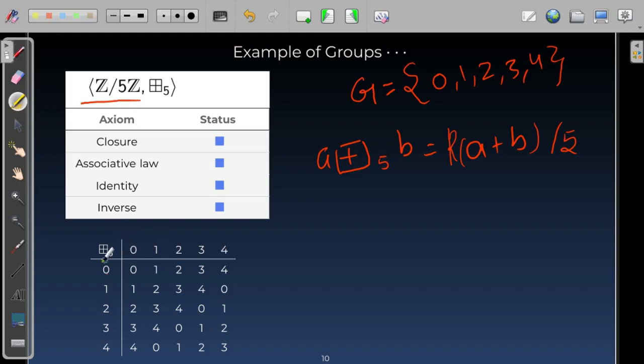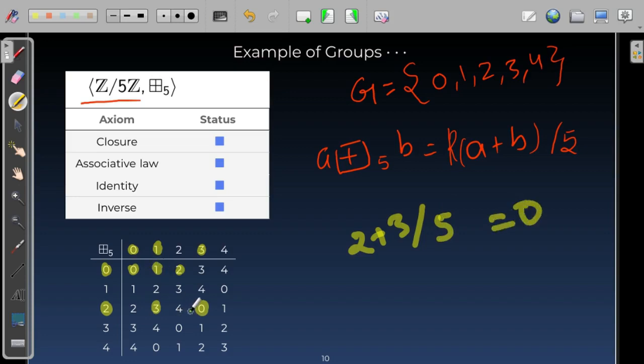Now 0 plus 0 is 0, 0 plus 1 is 1, 0 plus 2 is 2, 2 plus 1 is 3. 2 plus 3 is 5, but under modulo 5, if you take 2 plus 3 and divide it by 5, the remainder is going to be 0. So that's why we have a 0 here. Okay, and the additive identity here is again 0.